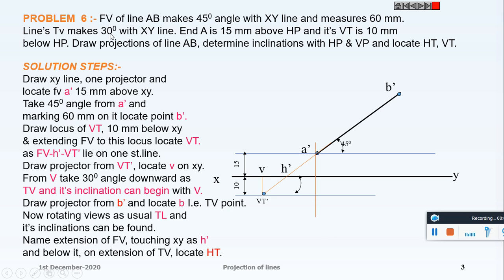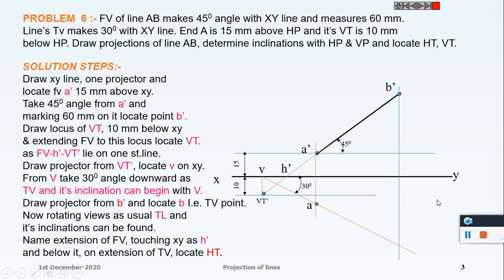So now the 30-degree angle. The top view makes 30 degrees with XY line. It is given like this. So from point V, we can draw a 30-degree angle, and we get a line here. And of course, A will be below A dash and point B will be below B dash. Join the points A, B.